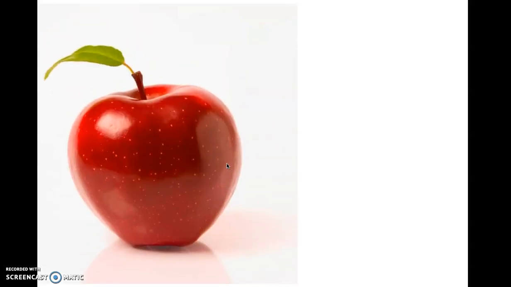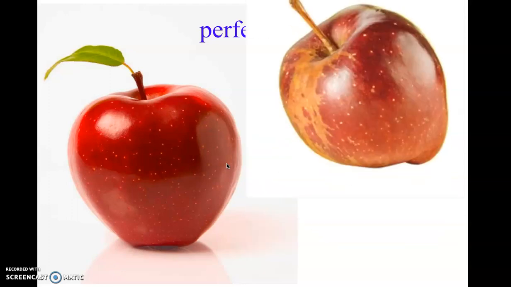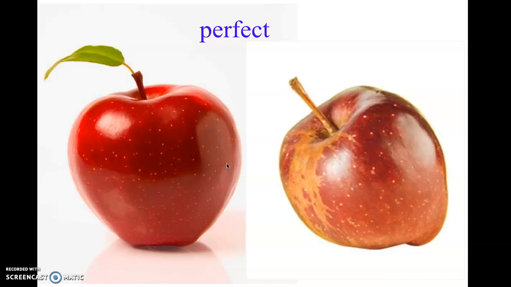Try another one. Here's an apple. This apple looks amazing. This apple has no flaws. This apple is perfect, we could say. And many times when people go to the grocery store, they try to find the perfect apple or the perfect orange. But what about this apple, which probably tastes just as delicious? The color's not quite perfect. This apple is imperfect. So the prefix im is a negative prefix meaning not. So this apple is not perfect, though it is probably just as delicious.